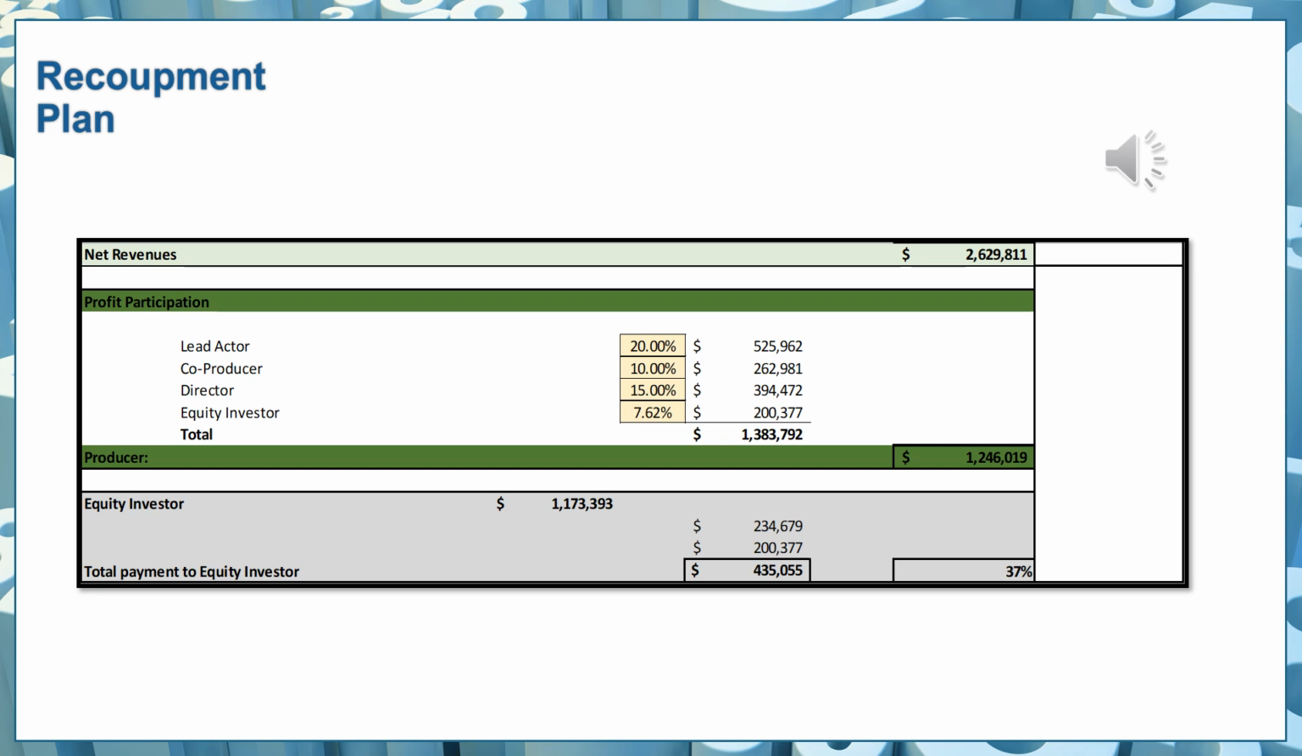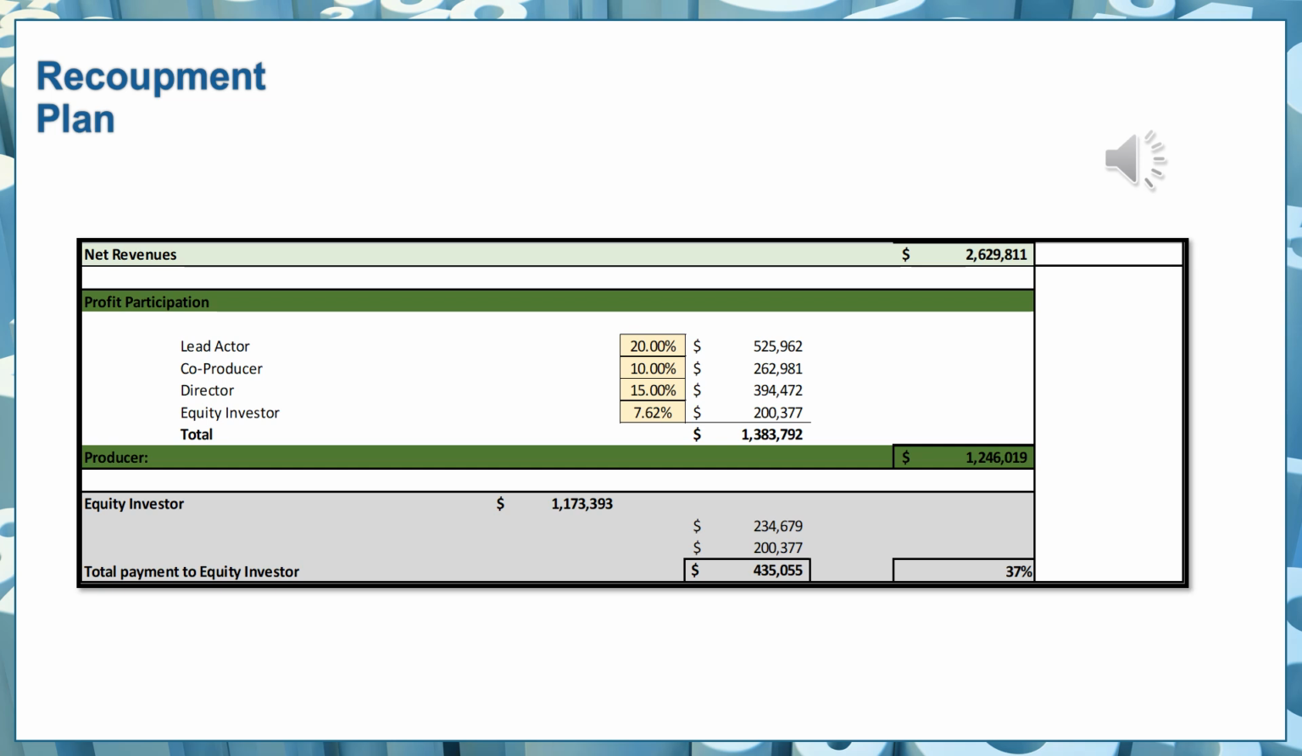Our net revenues were 2,629,811. We are sharing these net revenues in the form of profit, pro rata pari passu, meaning at the same time. There's no longer a structure like we had earlier in the recoupment plan, where every payment recipient has an exclusive recoupment corridor. Here, everyone shares at the same time. The lead actor gets 20%, the co-producer gets 10%, the director gets 15%, and the equity investor gets 7.62% of the net revenues at the same time.